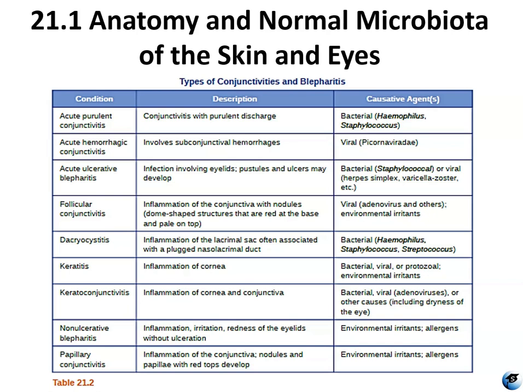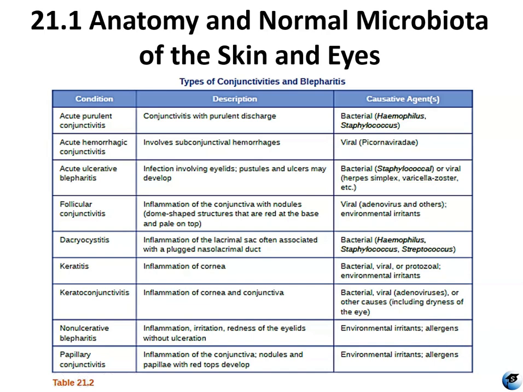Some other types of conjunctivitis you have are acute purulent conjunctivitis, acute hemorrhagic conjunctivitis, acute ulcerative blepharitis, follicular conjunctivitis, dacryocystitis, keratitis, which we just talked about, and keratoconjunctivitis. So this is when you have inflammation of both the cornea and the conjunctiva, non-ulcerative blepharitis, and papillary conjunctivitis. So these last two here are not necessarily caused by any kind of microbe.